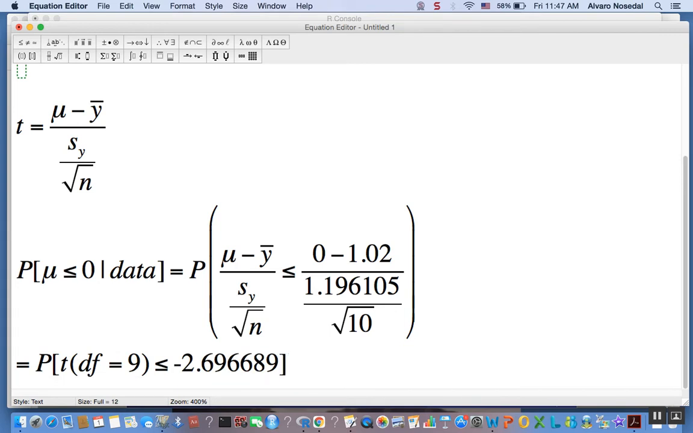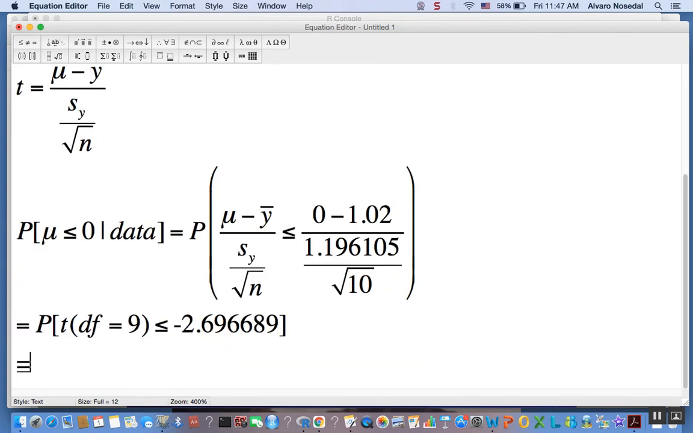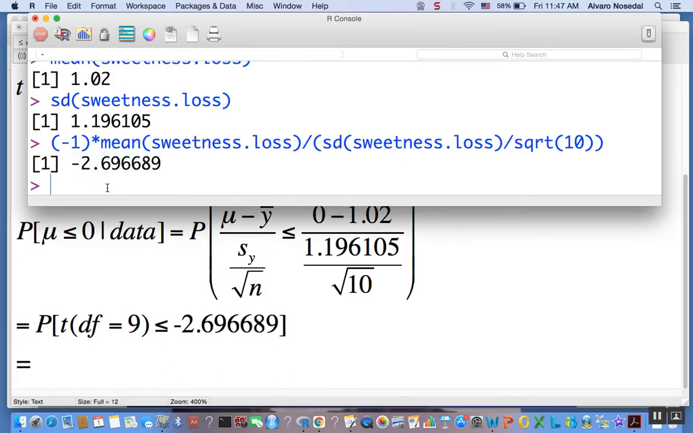So now all we have to do is to find the area to the left of -2.69 for a t-distribution with 9 degrees of freedom. How do we do that? Easily. Just use the pt function, right? What we're doing there is evaluating the CDF of a t-distribution with 9 degrees of freedom, right?